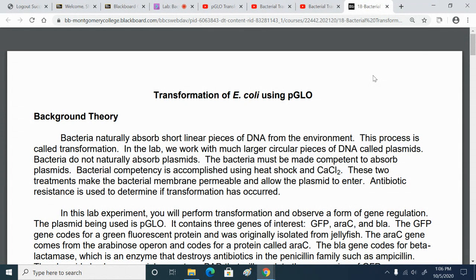Now, when it comes to determining if transformation has occurred, the plasmid always includes an antibiotic resistance gene. And so the idea is if the bacteria have been transformed, they now contain that gene. And so they can resist certain antibiotics. And so we grow our results in the presence of an antibiotic. If the bacteria grow, then they have been transformed because they're now resistant. And if they have not been transformed, they should be killed by the antibiotic. So we always use antibiotic resistance as the way to select for transformed bacteria.